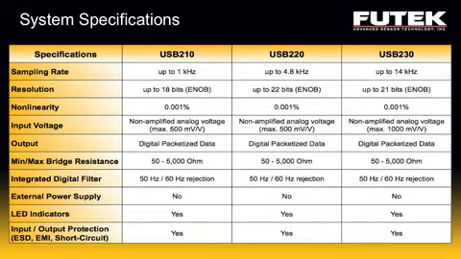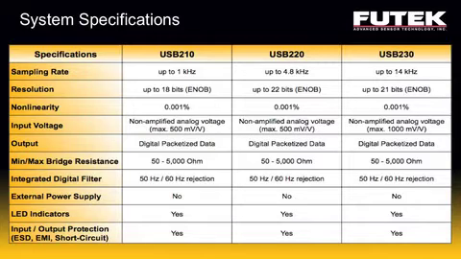Now let's compare some of the specifications. The USB 210 offers sampling rates up to 1,000 samples per second. The USB 220 can support rates up to 4,800 samples per second, and the USB 230 up to 14,000 samples per second. With these different sampling rates come different resolutions. So to match, the USB 210 has up to 18 bits, which is the effective number of bits. The 220 supports up to 22 bits, and the 230 up to 21. So as you can see, the USB 220 has not only a good range of sampling rates, but also covers up to 22 bits of resolution.